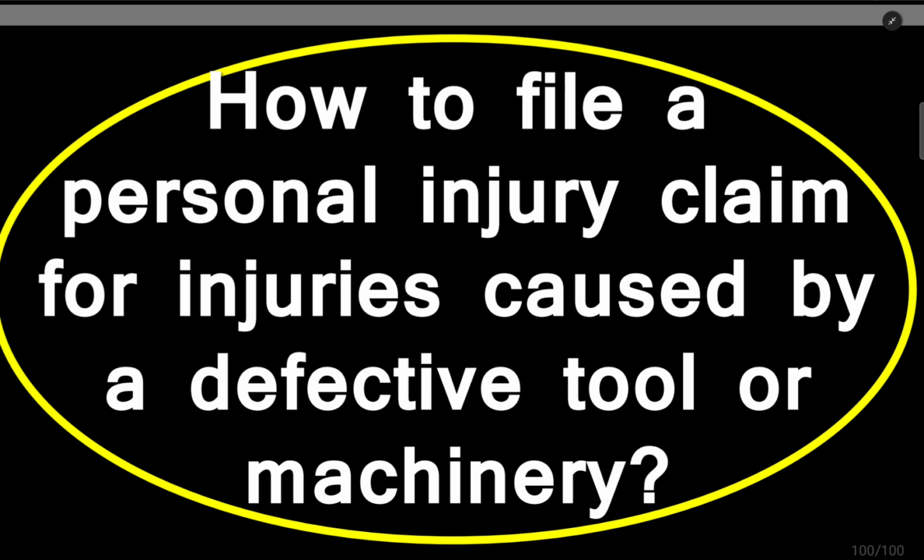Next, you need to document everything. Take photos and videos of the tool or machine that caused the injury. If possible, do not throw it away or repair it. The defective equipment is key evidence in proving that the product was faulty. Also take pictures of your injuries and the accident scene. If there were any witnesses, get their contact information and ask them to provide a statement.